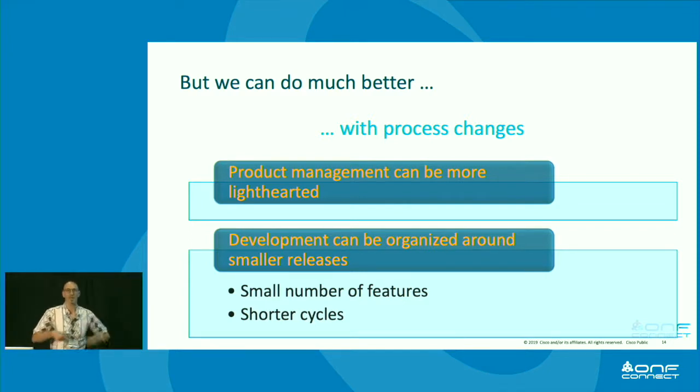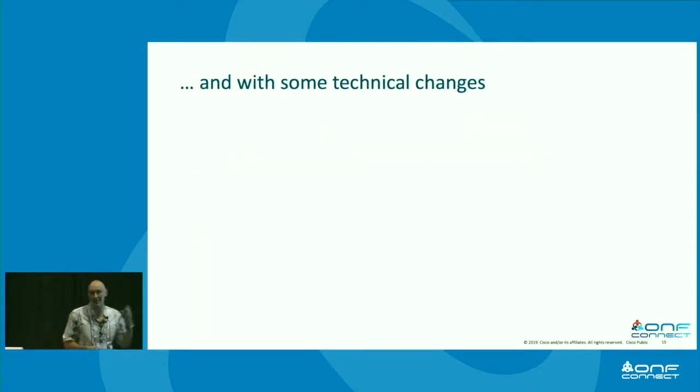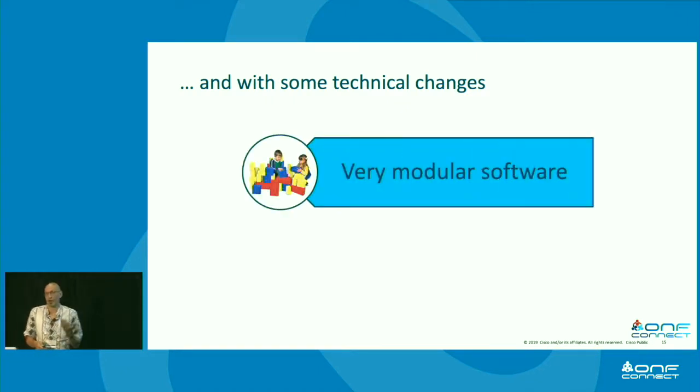In a way, in order to really take advantage of the fact that we have a programmable ASIC, we have to make the process agile, or somewhere in that direction. And then also, at this point, it becomes very important to have very modular software.